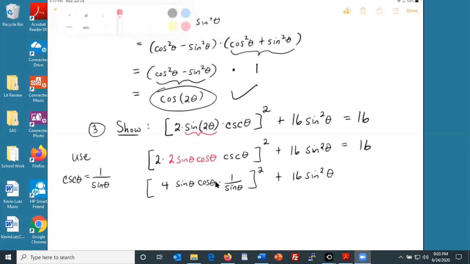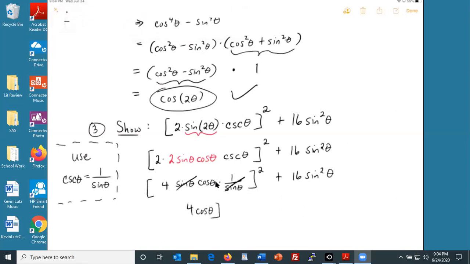Oh, one other thing, we don't really need the 16 and the equal sign. That's what the answer is supposed to be. I didn't really need that. You can carry it down, but. Now we can see here that the sines inside the brackets cancel. So then we get 4 cosine of theta, squared, plus 16 sine squared of theta. And then squaring the brackets, we get 4 squared is 16 cosine squared plus 16 sine squared of theta.